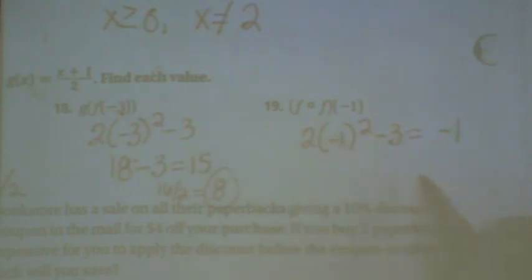In number 19, you're going to plug negative 1 in the f function. So 2 times negative 1 squared minus 3. This is going to give you a 1. 1 times 2 is 2. 2 minus 3 is negative 1. And then negative 1 back into this is going to give you another negative 1. So 2 times negative 1 squared minus 3 is negative 1.